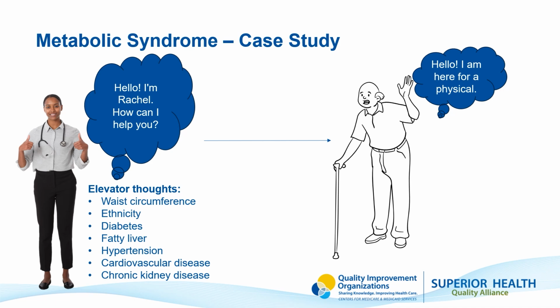I'm noticing his waist circumference, and I'm thinking about ethnicity and wondering if he has diabetes. Maybe I'm thinking he might have some fatty liver. His medical history says so. Some hypertension. We know he has cardiovascular concerns. And maybe now I'm starting to go down that road of risk of a stroke. And I'm really worried about his kidneys.